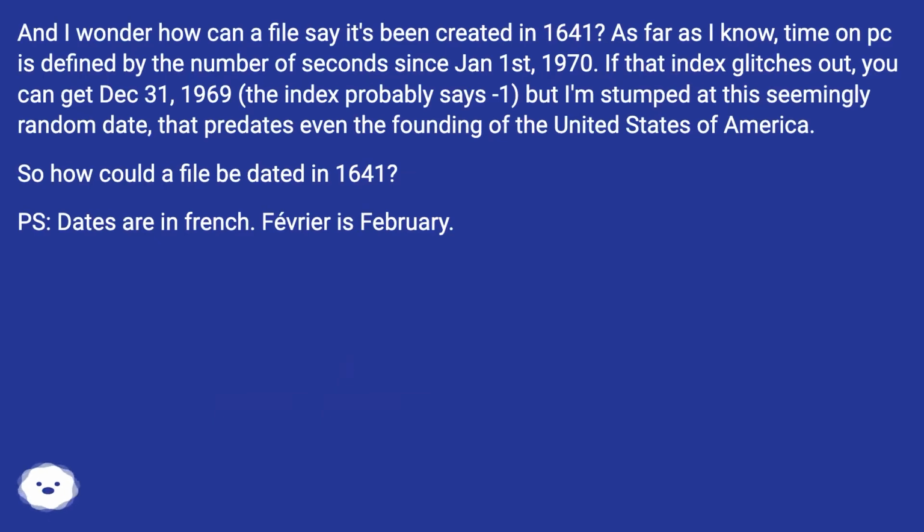If that index glitches out, you can get December 31st, 1969, the index probably says -1, but I'm stumped at this seemingly random date that predates even the founding of the United States of America. So how could a file be dated in 1641? P.S. Dates are in French. Février is February.